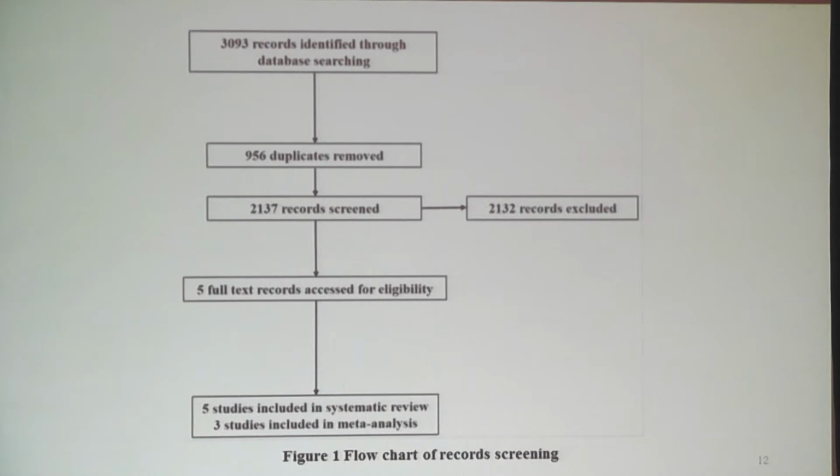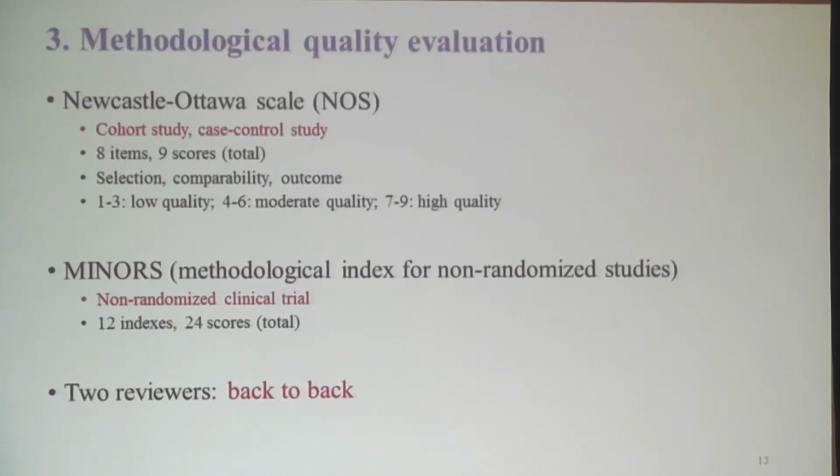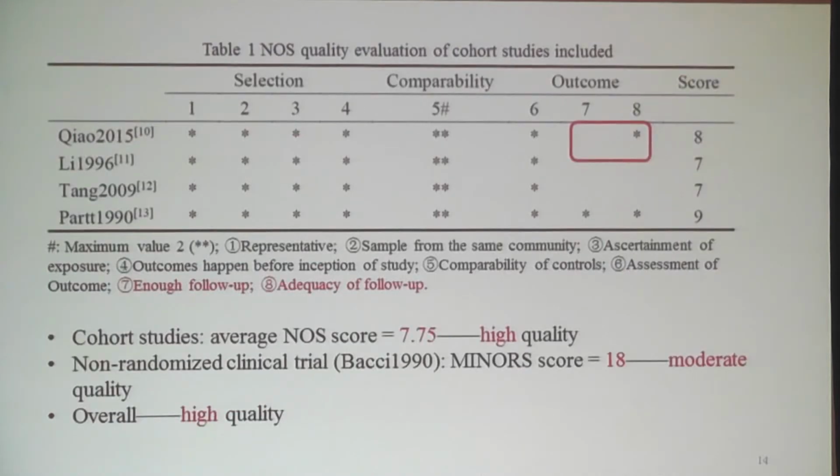And this is the flow chart of our record screening. Thirdly, the methodological quality of included studies was evaluated by 2 reviewers back-to-back through the tools NOS and MINORS. NOS was adapted to evaluate the quality of cohort studies and case-control studies. And MINORS was adapted to evaluate the quality of non-randomized clinical trials. And Table 1 shows the results of quality evaluation.